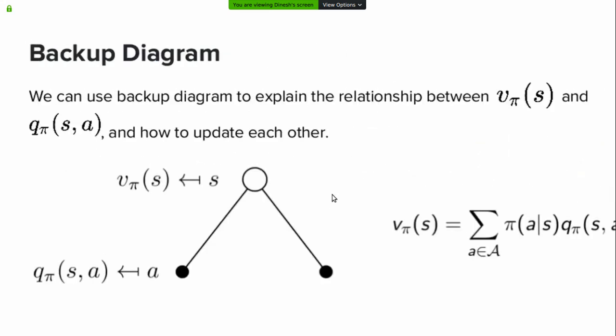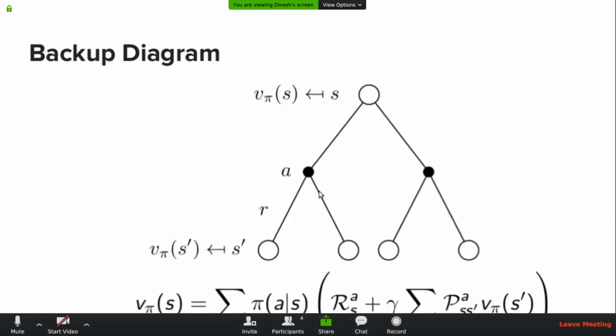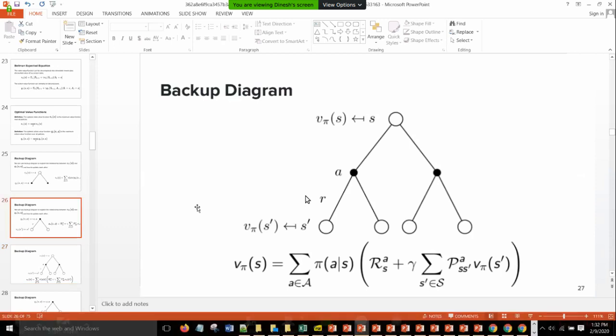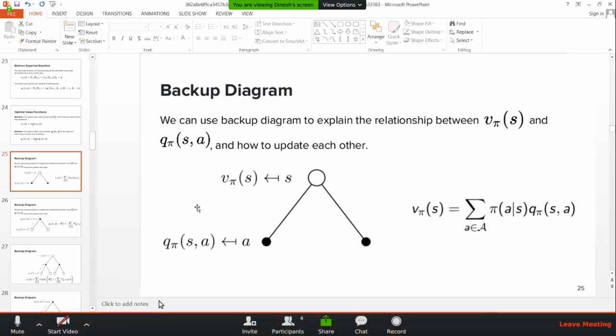Bellman equations, optimal functions, backup diagram. The backup diagram we didn't discuss, right? This backup diagram is nothing but what I was drawing, the nodes regarding the states and actions of state transitions. So it is called a backup diagram. They draw it in different ways. You are able to see my screen, right?